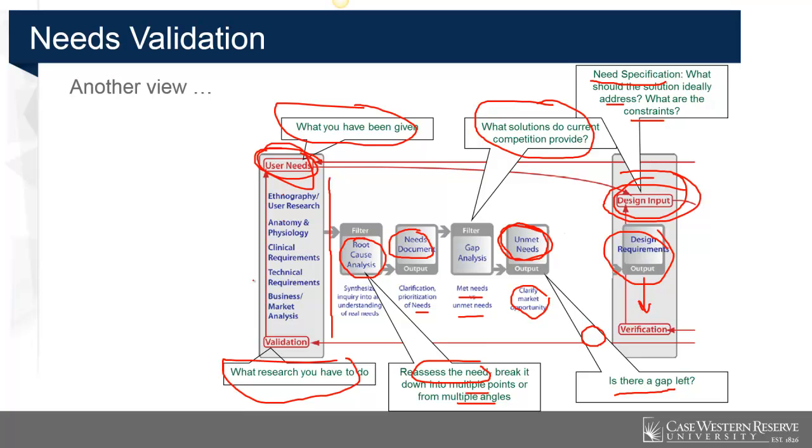So this is a slightly different way of looking at the validation process, but I think it's a little bit stepwise, and it actually follows the textbook quite closely. This is just a nice way to summarize a lot of pages that are presented in the textbook, worth reading. But again, this talks about the need statement, this idea of a root cause analysis, the document gap analysis, and ultimately the identification of an unmet need, which can then facilitate the design input process.